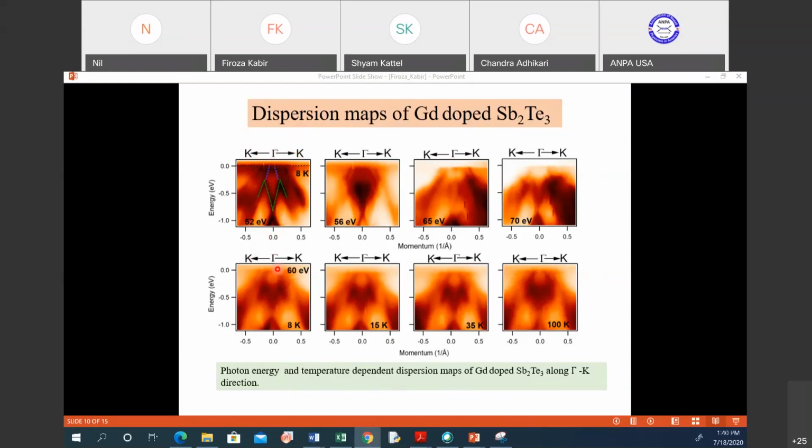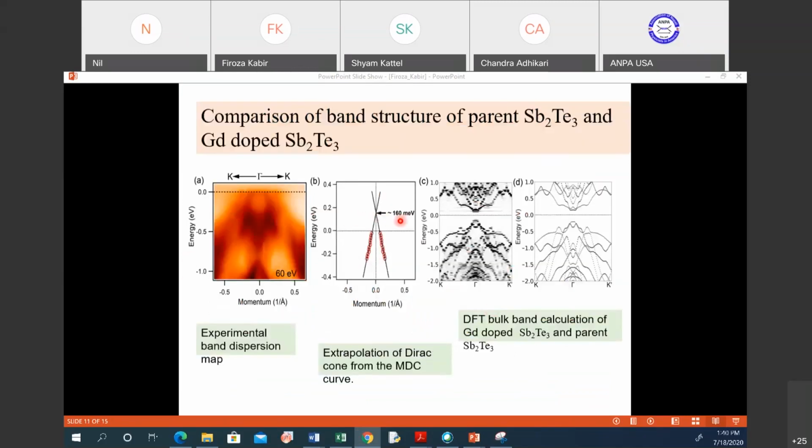And this one shows the temperature dependent dispersion maps. These dispersion maps confirm the robustness of the surface state at different temperatures. As we have discussed before, the hole-like band is crossing the Fermi level, so we wanted to find the position of the hole-like band above the Fermi level. What we did is extrapolate the Dirac cone from the MDC curve and found the position to be 160 meV above the Fermi level.